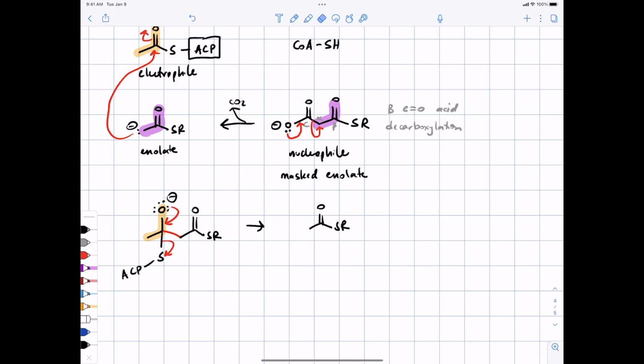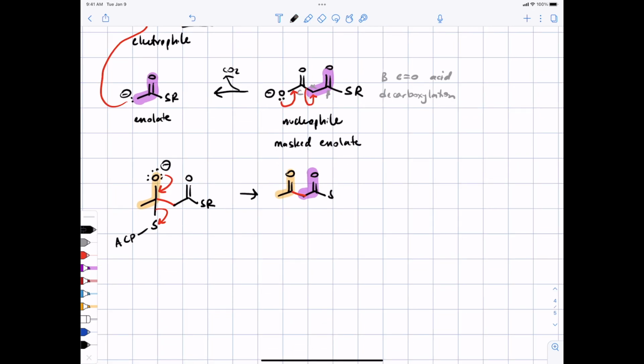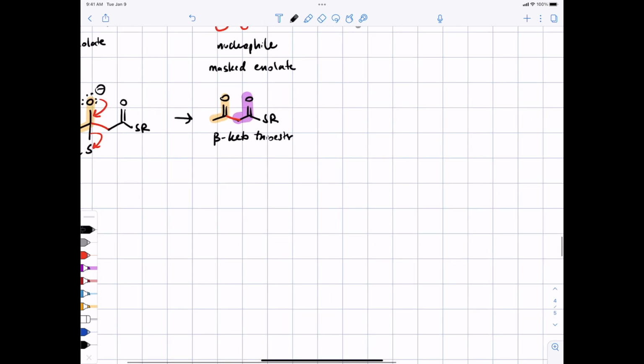Here was my, oops, that's not what we wanted. Here was my electrophile. Here was my nucleophile. Here's the new bond I made. We're not worrying about what this R group on the ester is, but it is another arm on the enzyme that's going to transfer this now beta keto thioester through a couple of more reactions which we won't talk about yet.